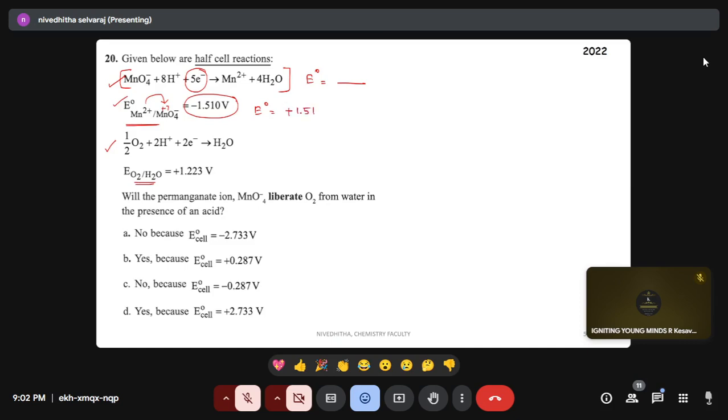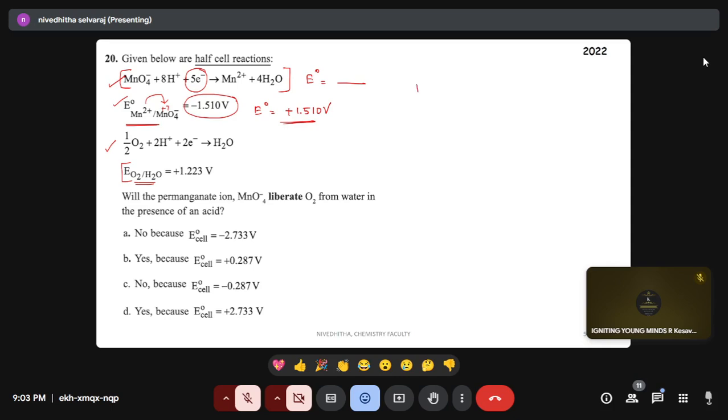1.510, ma'am. Ma'am, I think no, because... Okay, this is reduction potential. Fine. Minus 0.287 volt, ma'am. We'll check. And could you please tell me whether this is oxidation or reduction? Reduction, ma'am. Reduction potential. So here we have no issues.